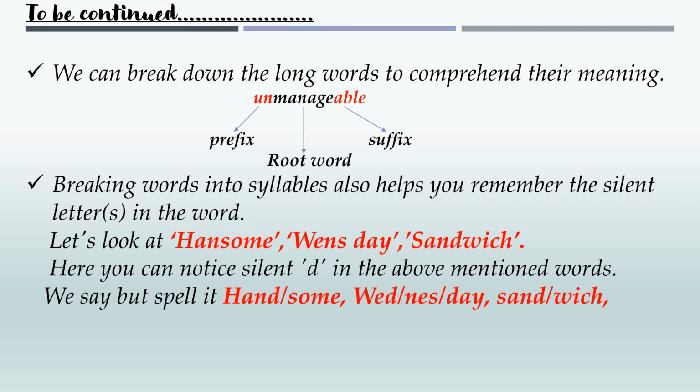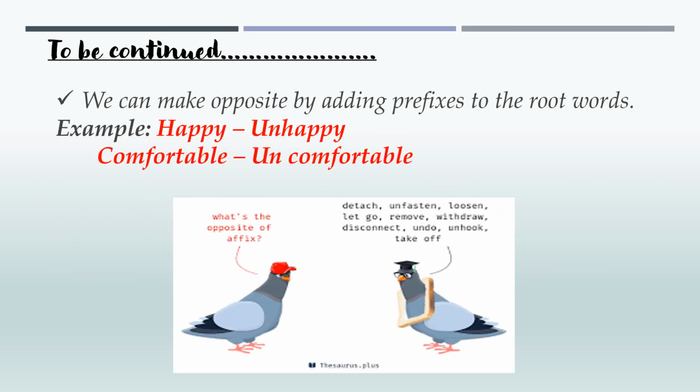Breaking words into syllables also helps you remember the silent letters in a word. Let's look at some examples. Handsome, Wednesday, sandwich. Here you can notice the silent D in the above mentioned words. But when we say or spell these words, we can see the spelling is handsome, HAND, Wednesday, and sandwich. So breaking down into syllables also helps you remember the silent letters.